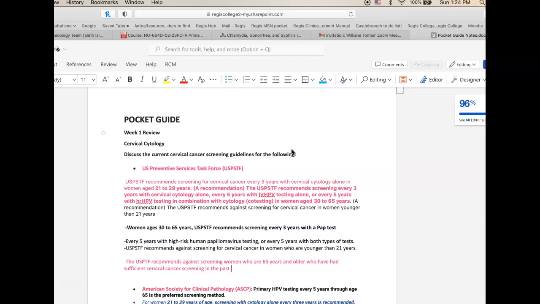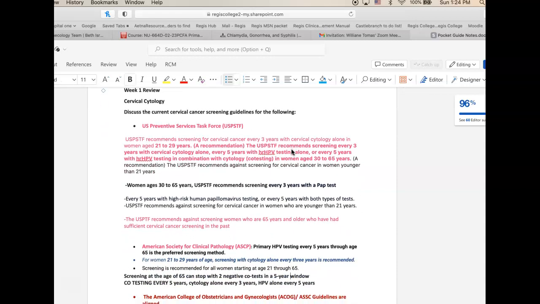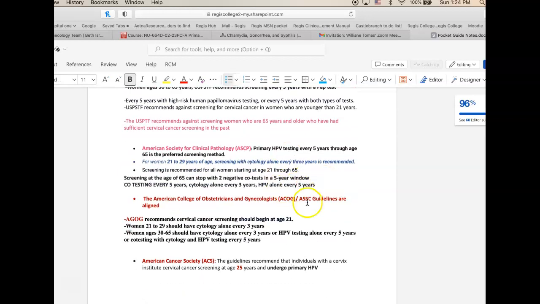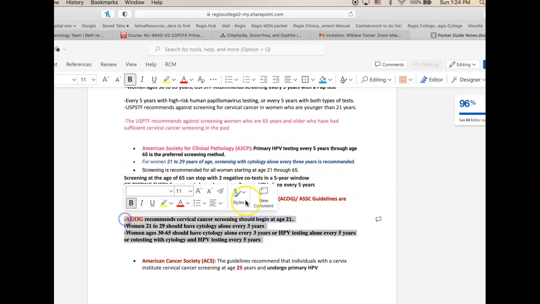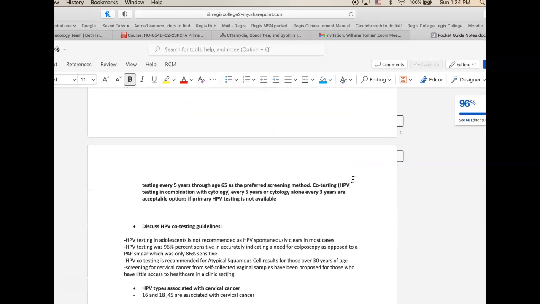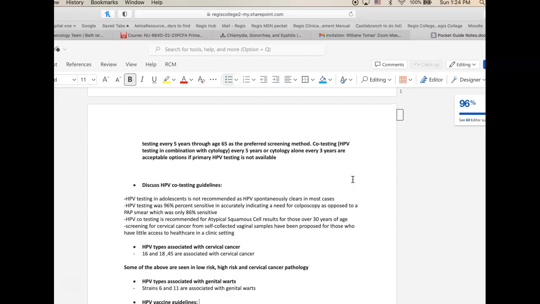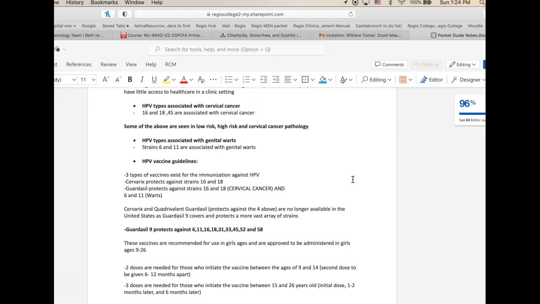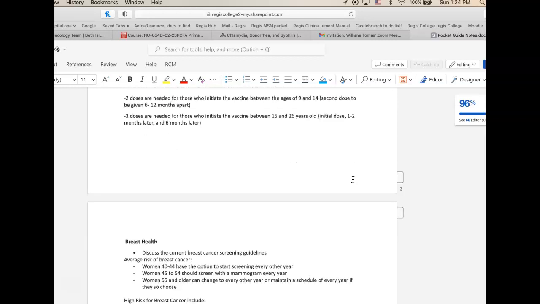The first for week 1 was the cervical cytology, specifically the ACOG guidelines that were listed here in order to perform pap smears, when to perform pap smears, and the interval of how often. And then HPV co-testing guidelines I added in as well, and then in HPV further information on the Gardasil vaccine as well as the types and strands associated with cervical cancer and genital warts.